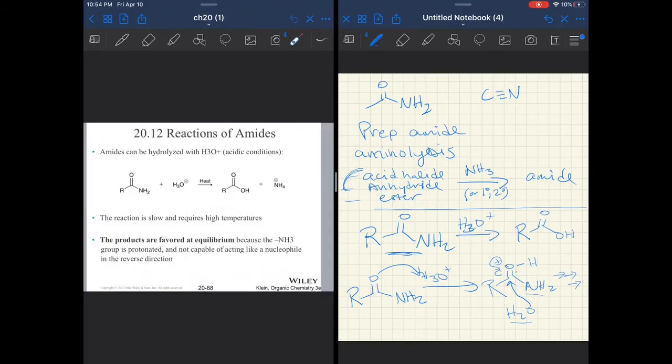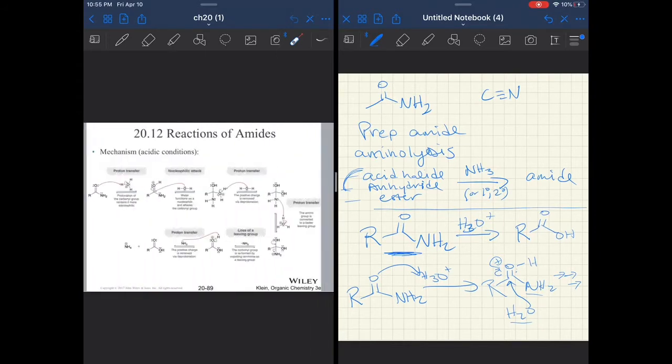All right, it's slow. It requires high temperatures, but it can be done. It's one of the reasons that we see amides in nature more frequently is because they don't fall apart that easily, but this is a reaction with some heat and some patience. You can get to work. If you didn't want to practice it on your own, of course, Klein has your back.